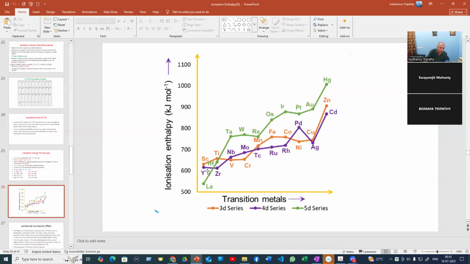So you find that zirconium has a lower value than titanium, which we have already listed. Hafnium will be the highest. You see hafnium in the 5d series; hafnium is not seen anywhere else. So yes, it is hafnium.